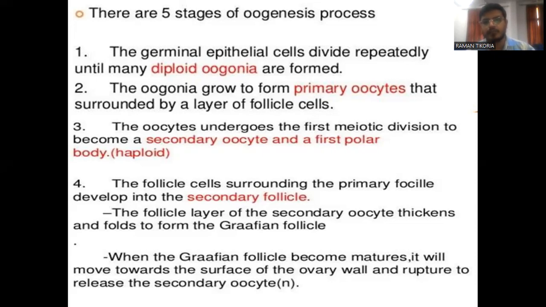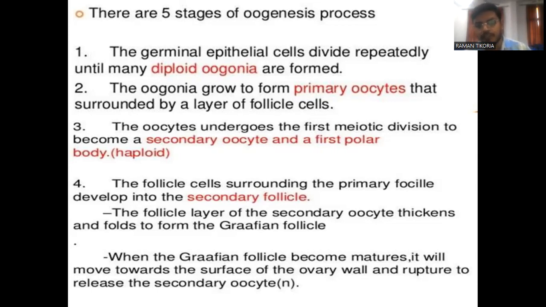The oocyte undergoes the first meiotic division to become a secondary oocyte and a first polar body. As I explained, when ovum formation takes place, one ootid is formed as well as a polar body. The follicle cells surrounding the primary follicle develop into a secondary follicle. Now, the follicle layer of the secondary oocyte thickens and folds to form Graafian follicles. These follicular cells are further divided into theca interna and theca externa, right?